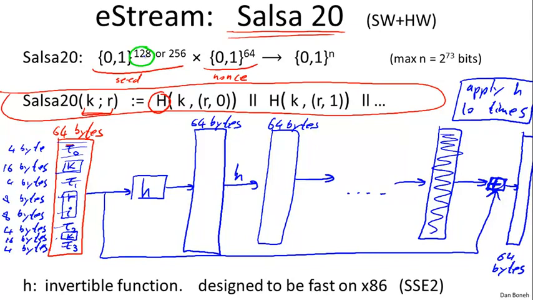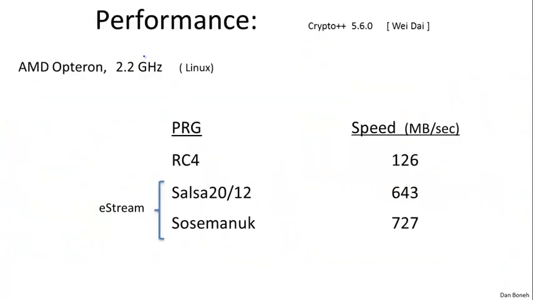So I should say that the eStream project actually has 5 stream ciphers like this. I only chose Salsa because I think it's the most elegant, but I can give you some performance numbers here. So you can see these are performance numbers on a 2.2 gigahertz x86 type machine, and you can see that RC4 actually is the slowest because essentially, it doesn't really take advantage of the hardware. It only does byte operations, and so there's a lot of wasted cycles that aren't being used.